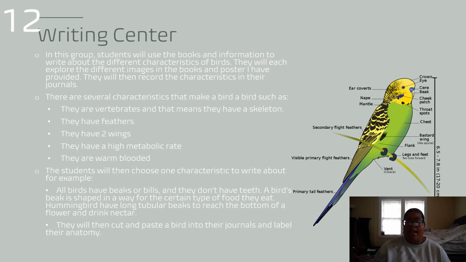And so my example that I gave is very short, but basically to start it out, I said all birds have beaks or bills, and they don't have teeth. A bird's beak is shaped in a way for the certain type of food that they eat. For example, hummingbirds have long tubular beaks to reach the bottom of a flower and drink nectar.